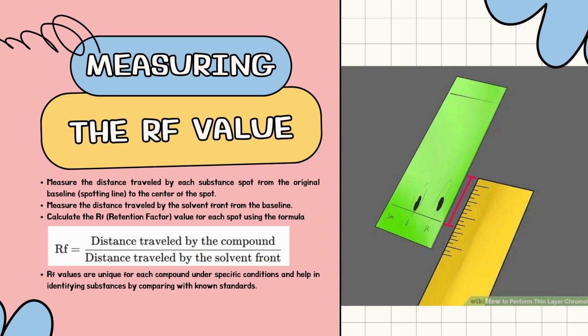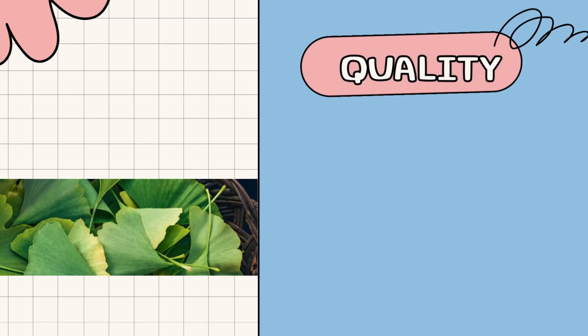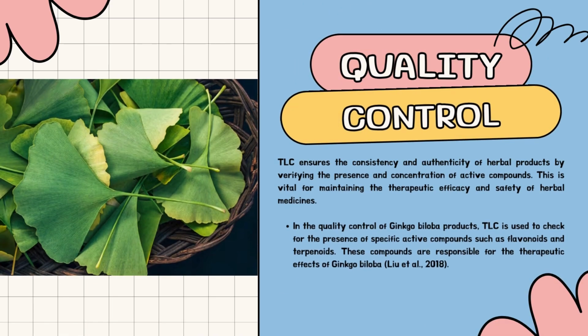Retention factor values are unique for each compound under specific conditions, since it helps in identifying substances by comparing with known standards. There are 3 applications of TLC in the herbal industry. First is quality control. TLC ensures the consistency of herbal products by verifying the presence and concentrations of active compounds. This is vital for maintaining the therapeutic efficacy and safety of herbal medicines.